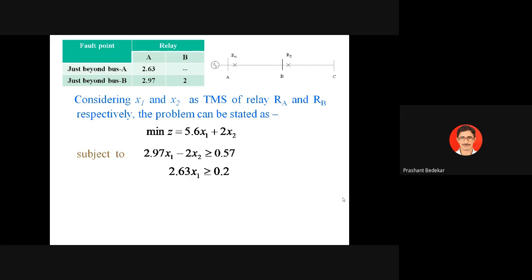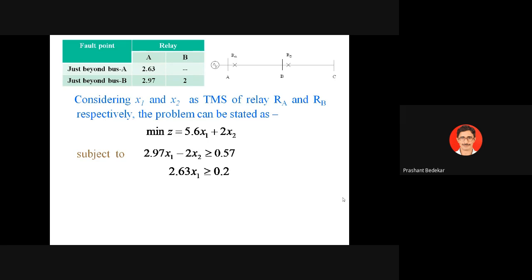And the minimum operating time given in the problem is 0.2. So the next constraint would actually have been 2.97 x1 greater than or equal to 0.2. But that is redundant. If I am saying that 2.63 x1 should be greater than or equal to 0.2, definitely 2.97 x1 will be greater than or equal to 0.2 because 2.97 is greater than 2.63. So there is no meaning in adding the constraint 2.97 x1 greater than or equal to 0.2. We will leave it out.